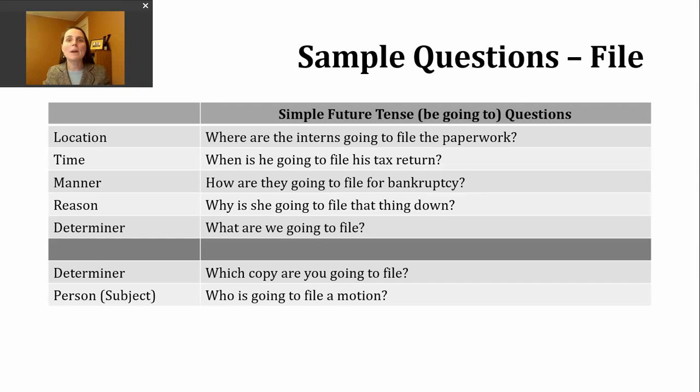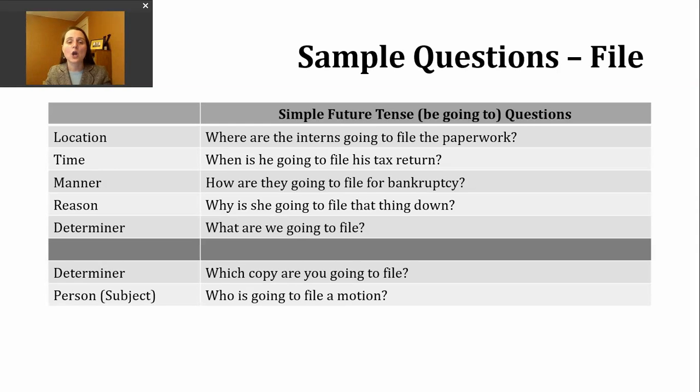Right? What piece of paper? What document? Okay? Again, all of these follow that same structure we looked at earlier. Now we have two questions that sort of break our rule. And the first one is another determiner.